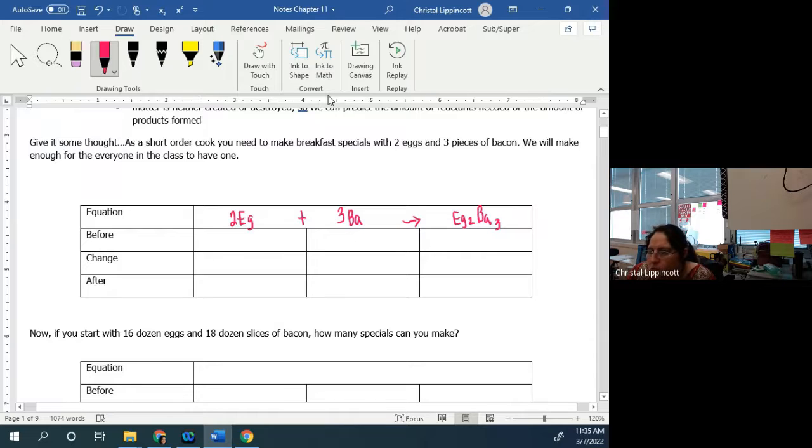Okay. So we want to make one for everybody in the class. And today we have 15 people. So we want to end up with 15 specials here. We need to figure out how many eggs and how much bacon we need to purchase in order for this to happen. So at the end, we want to end up with these. And we need to know how much of this stuff we're going to start with. Okay? Now, in the end, we will have made 15 of these. We wouldn't have started out with any of these.